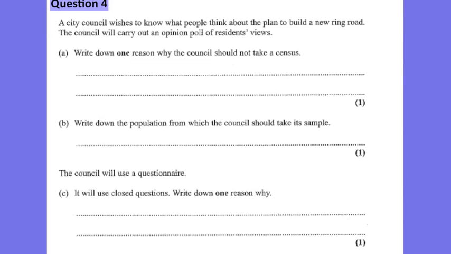Question number 4. A city council wishes to know what people think about the plan to build a new ring road. The council will carry out an opinion poll of residents' views. Write down one reason why the council should not take a census. Many reasons why we do not take a census. Too long, too costly, it's going to take a lot of money to be able to do this, too difficult to be able to ask every person their opinion. So any one of those reasons will get you the 1 mark allocated for this question.